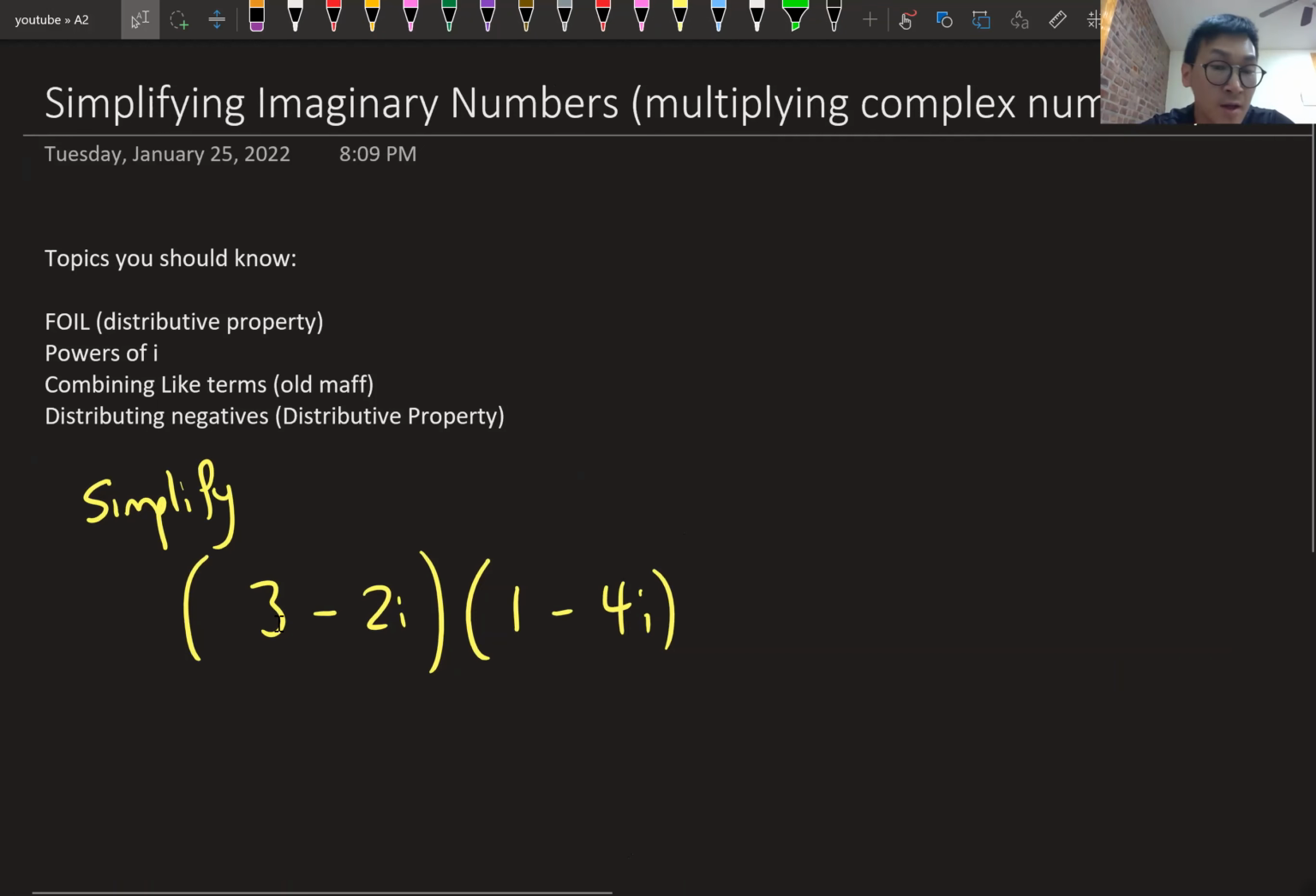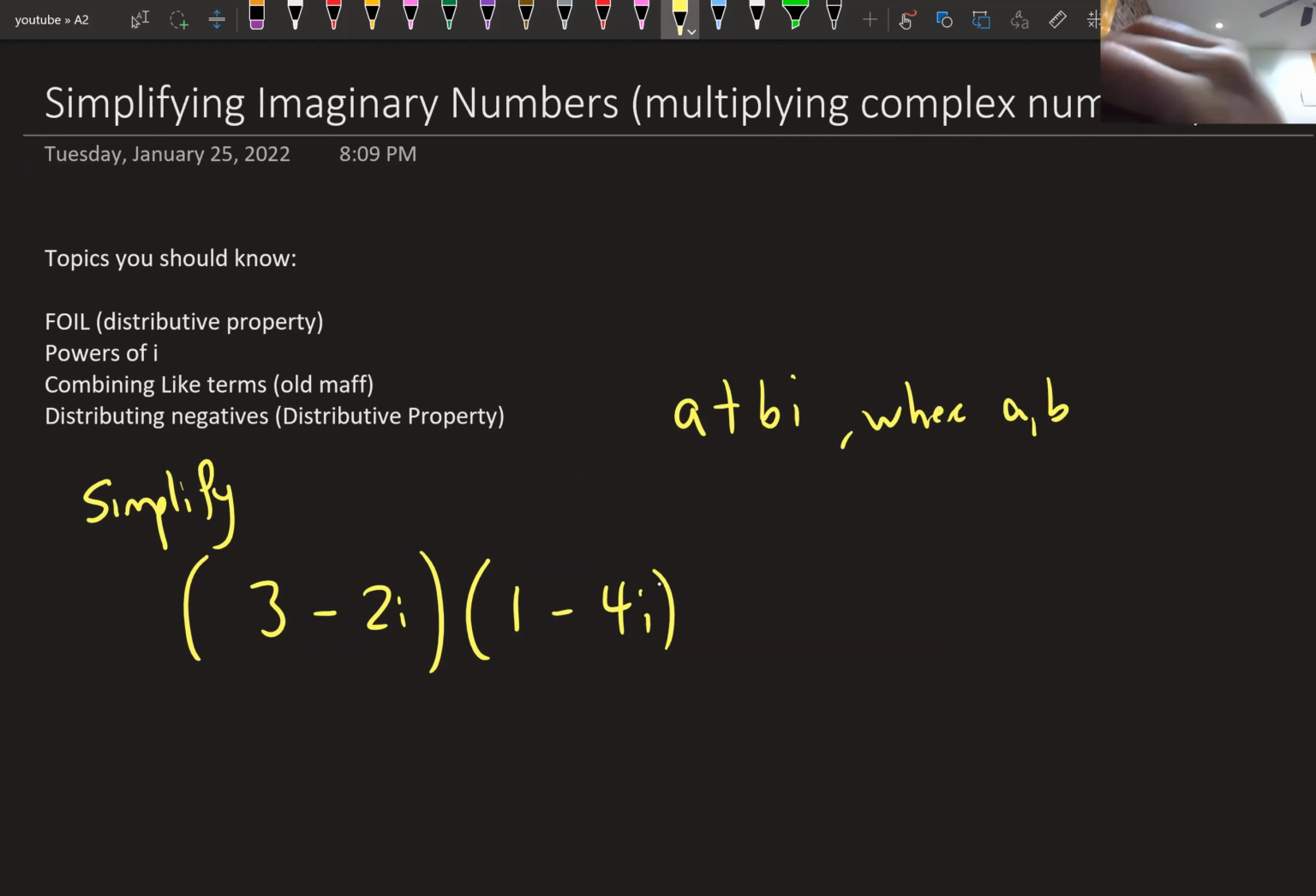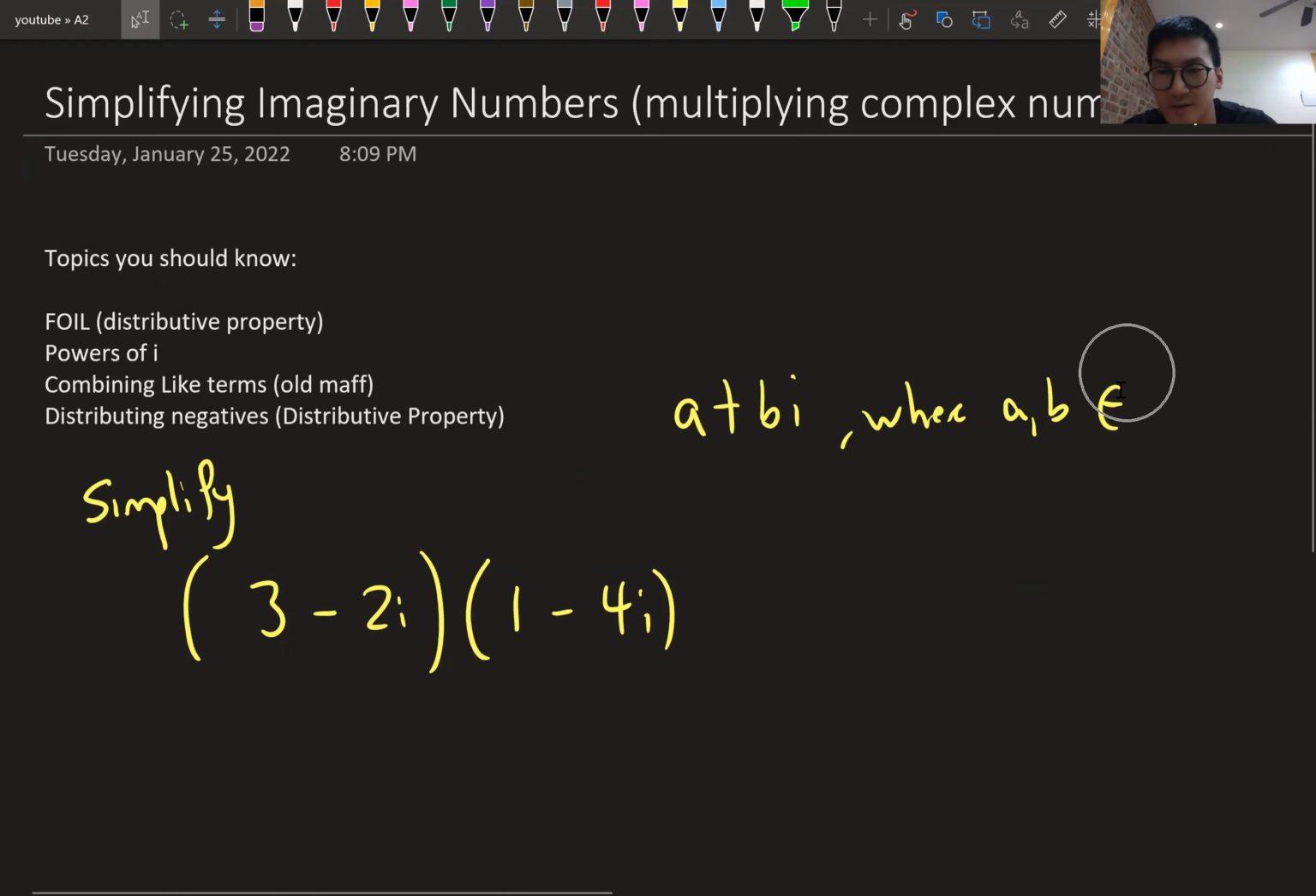Okay, so recall a complex number is just any number of this form, a plus bi, where a and b are real numbers. A fancy way of writing that is this thing called element of this set, capital boldface R. It just means real numbers. I'm just going to write that.